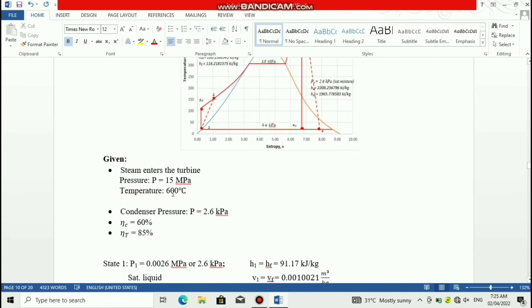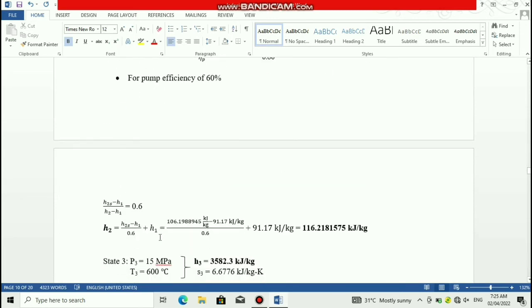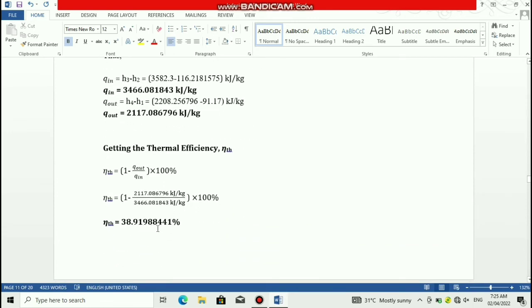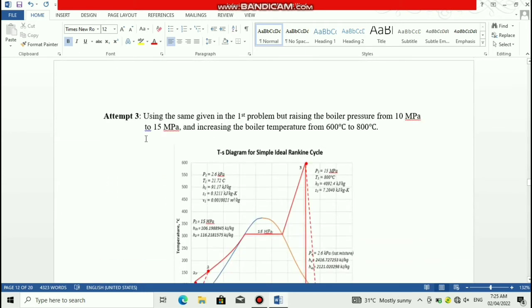So temperature 600 degrees Celsius, then condenser pressure is 2.6 kPa, given that the isentropic efficiency of the pump is 60% and of the turbine 85%. So we get the efficiency of 38.9198841%. For the third attempt, using the same given in the first problem, we raise the boiler pressure from 10 MPa to 15 MPa and increase the boiler temperature from 600 degrees Celsius to 800 degrees Celsius.